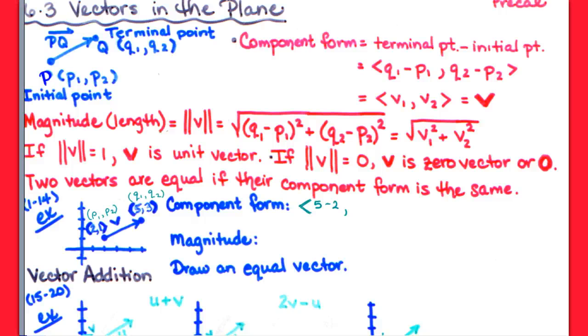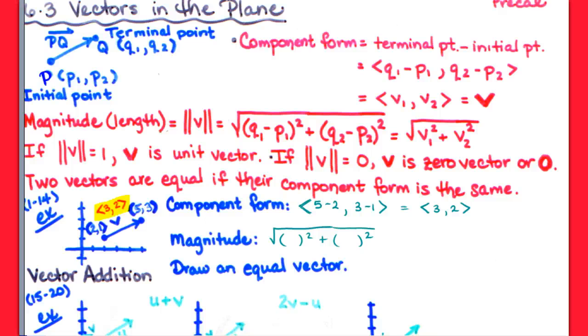And then for Q2 we had 3 and for P2 we had 1. So that would give us a component form of 3, 2. Now you can also find your component form with common sense.